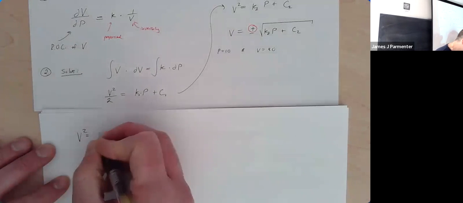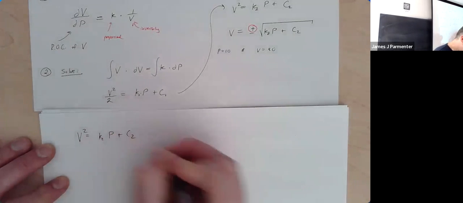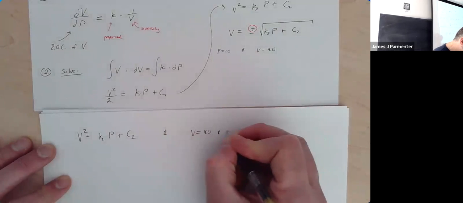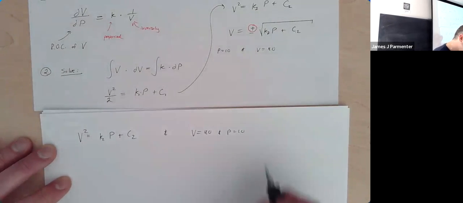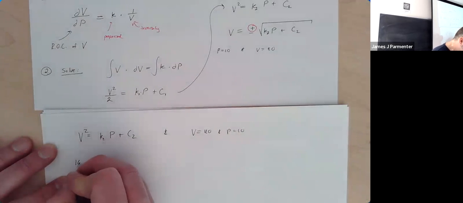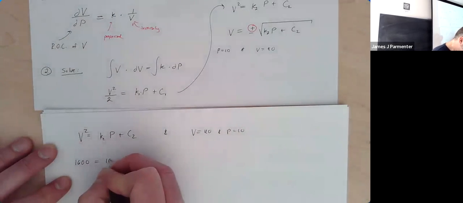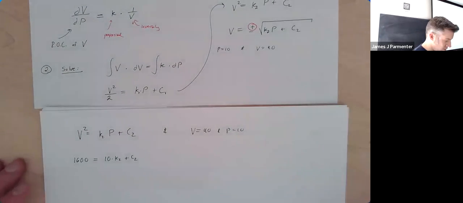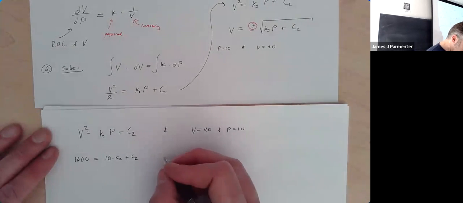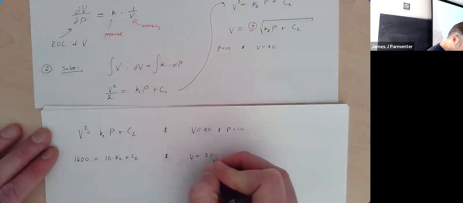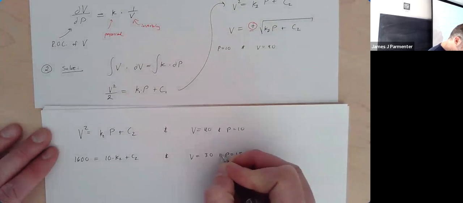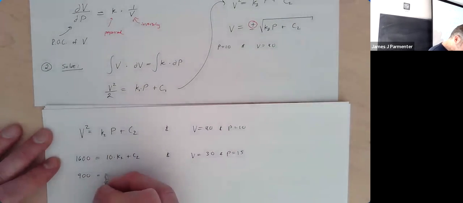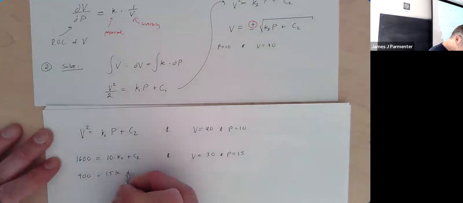So we've got v squared equal to k2 times p plus c2. And we know that v equals 40 when p equals 10. Let's plug that in first. So I've got 40 squared, so 1600, equal to 10 times k2 plus c2. I can't really do anything with that other than use the other piece of information. We also know that v equals 30 when p equals 15. So plugging that in, 30 squared is 900, p is 15, and we've still got c2.